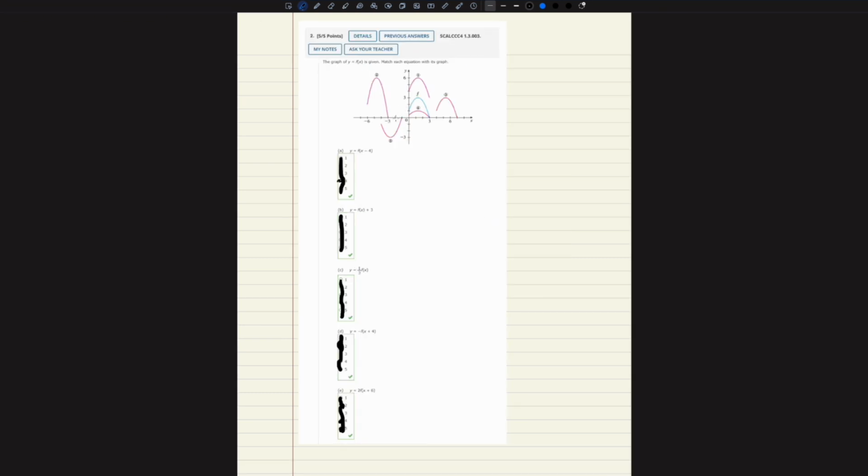Alright, so question number 2, we have all these graphs labeled from 1 through 6. Now let's find this one: y equals f(x minus 4). In this case it is minus 4, so the graph will shift 4 units towards the right. So here is the 4 and this should be our graph. So option 3 is our answer.